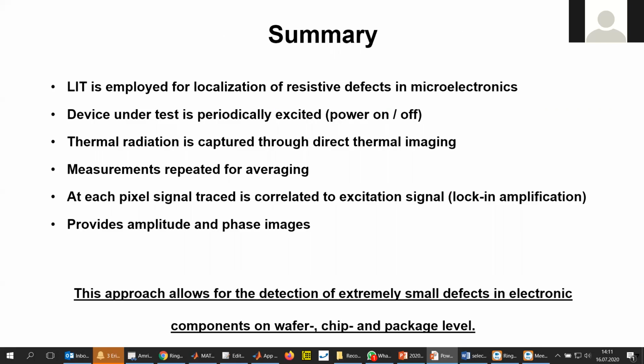The thermal radiation that is irradiated from the surface of the sample is captured through direct thermal imaging using an IR camera, and the measurements are repeated at a fixed repetition rate. And at each pixel in the image, the signal traces are correlated to the excitation signal, which is basically the lock-in amplification, and that provides an amplitude and a phase image. And this approach of lock-in thermography in failure analysis allows us for the detection of extremely small defects in electronic components on wafer, chip, and package level.